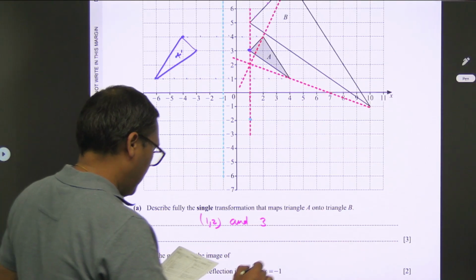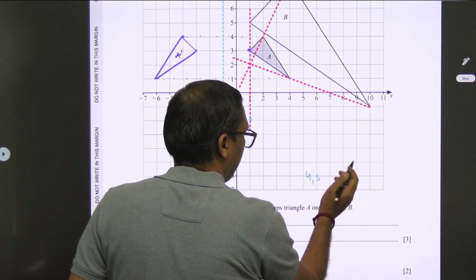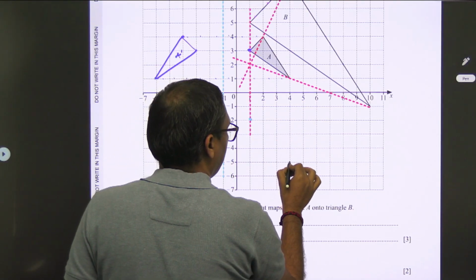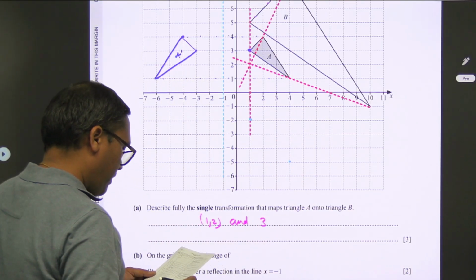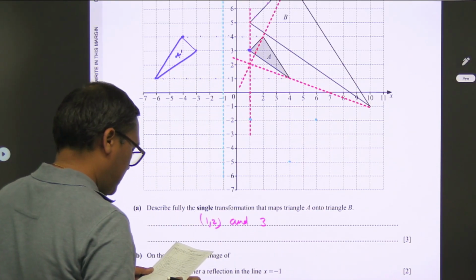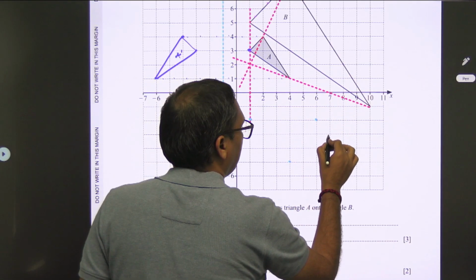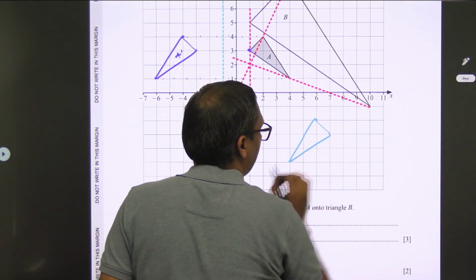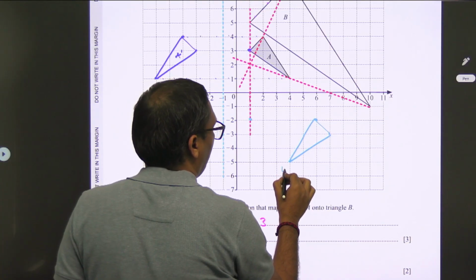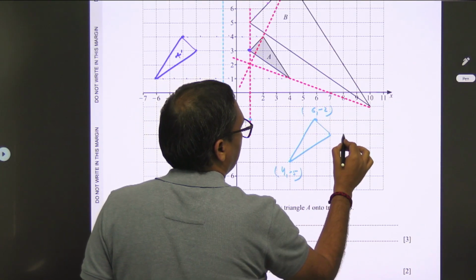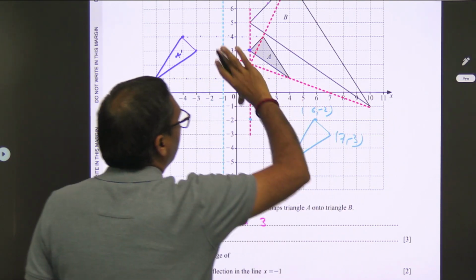This answer will give you the coordinates of the triangle. So this is 4 comma -5. This is 6 comma -2, and this is 7 comma -3. So you will get this triangle. Okay. So this is 4 comma minus 5. This is 6 comma minus 2. This is 7 comma minus 3. After rotation, you'll get this.